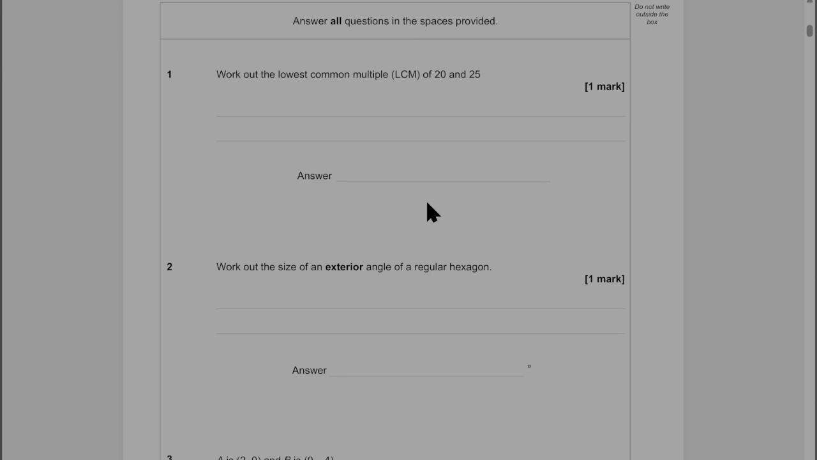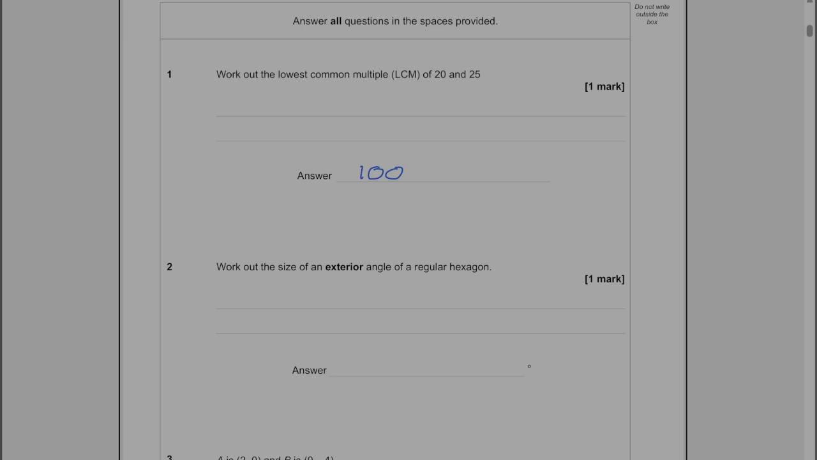Okay, right. So, question 1, work out the lowest common multiple of 20 and 25. I'm just trying to think of the quickest way. So there are a number of ways you can do it. You could work out your 20 times table and your 25 times table and find the lowest number that they have in common. That's going to be 100.